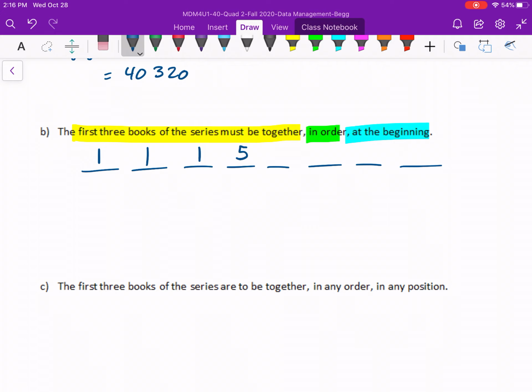So there's 5 choices for the next spot. But then once I picked 1, there's only 4 more left. So there's 4 choices. Then I pick 1 and there's 3 left. Pick 1 and there's 2 left. And then the last book has to go in the final spot.